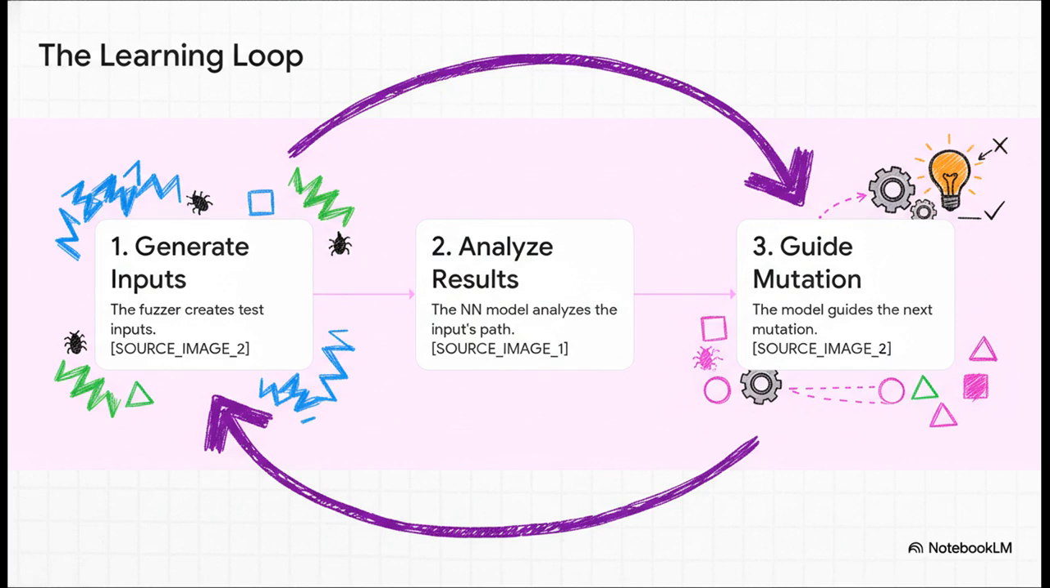The whole process becomes this really elegant loop. So, step 1, the fuzzer generates some test inputs. Step 2, the neural network, the brain, analyzes the outcome. Did it get closer to the target? Farther away? And then, step 3, it uses that knowledge, that new experience, to intelligently guide the creation of the next test. It literally gets smarter with every single cycle.